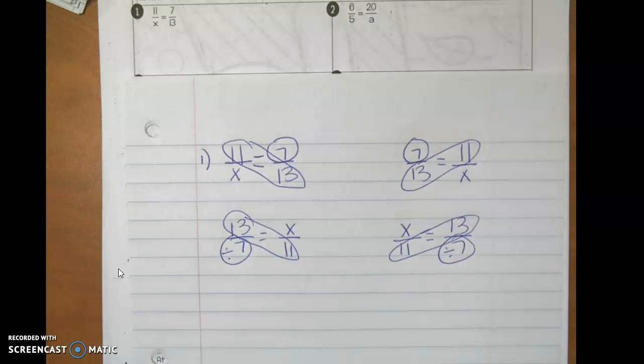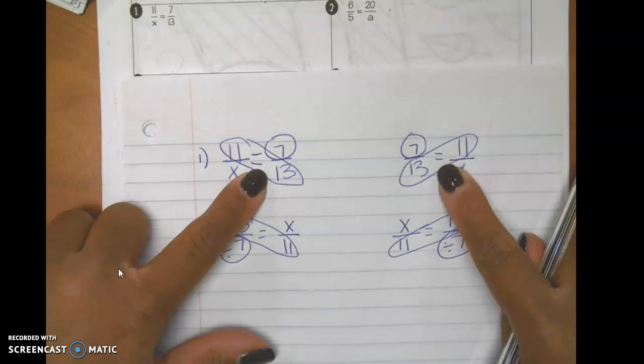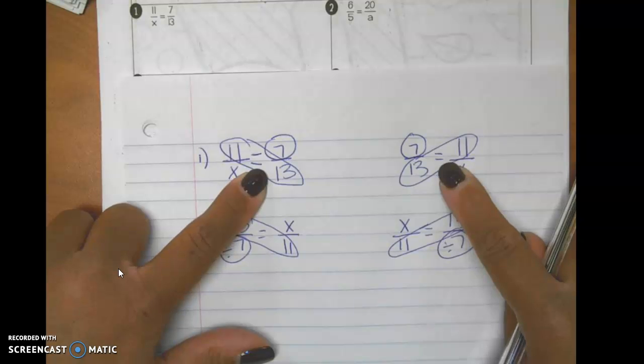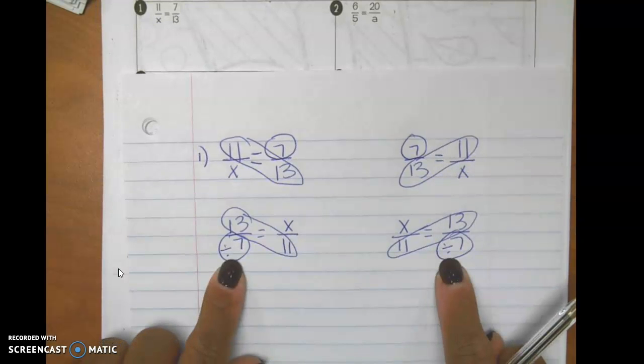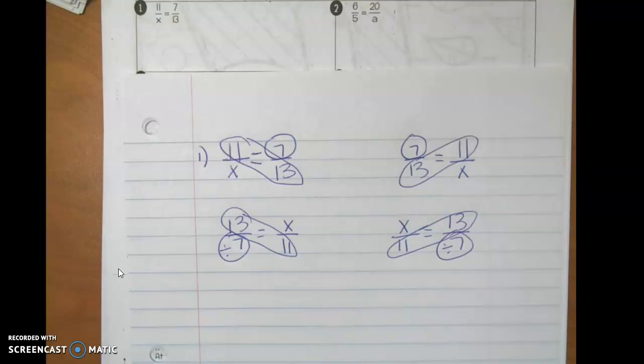I just showed you 4 different ways of writing this proportion, which means you should be writing this down too. Each time I'm still multiplying who and who? 13 and 11, and I'm still dividing by whom? By 7. And I'm still going to get the same answer.